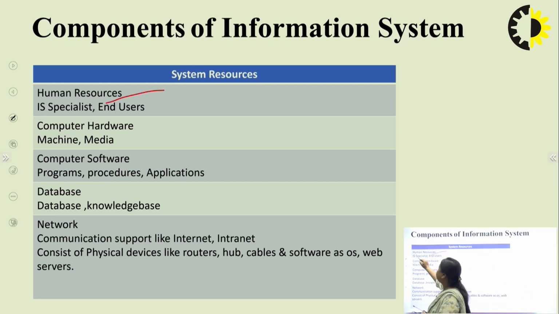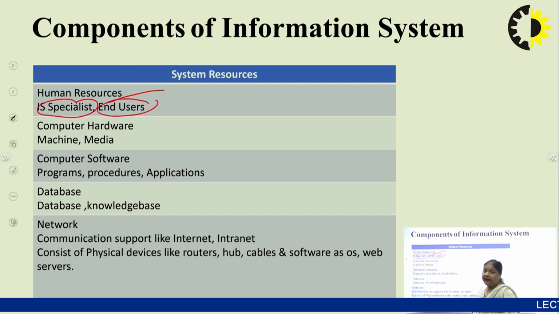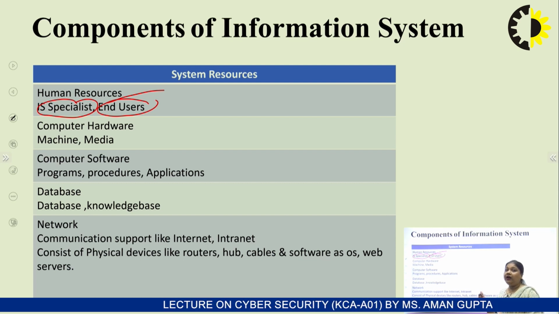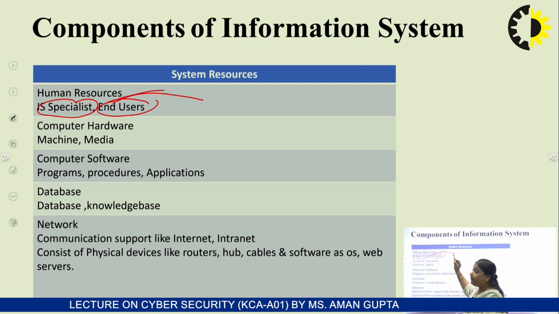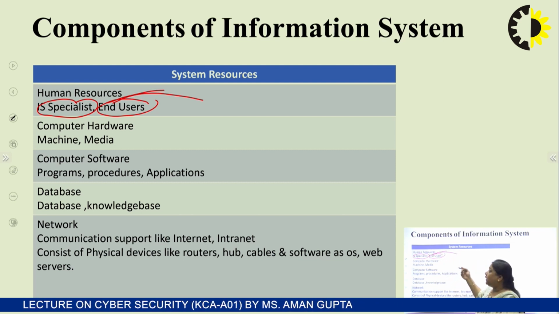Human resource consists of information system specialists and end users. That is the people who work upon the information system, the people involved in creating the information system, or the end user who wants some information from the database or the information system. So human resources are a group of people or person involved in the information system.